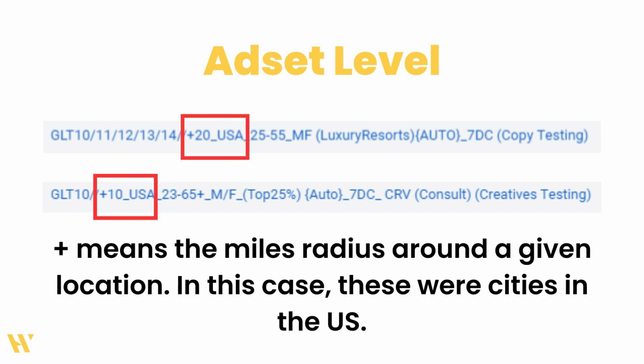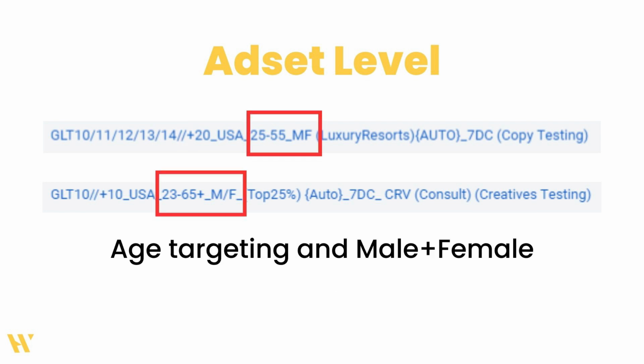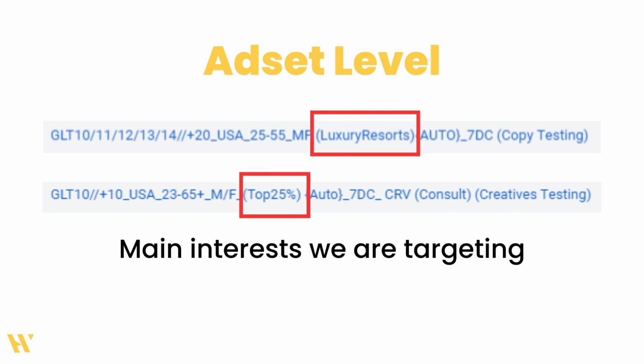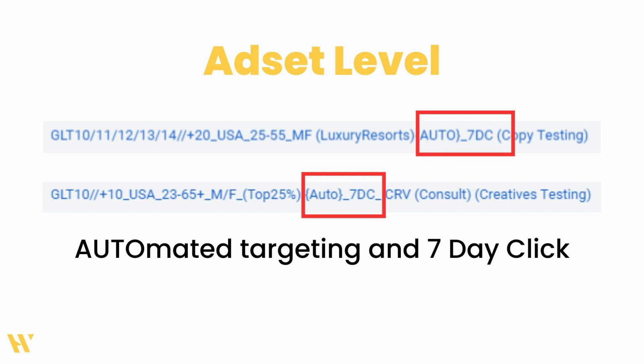These numbers mean that it's a mile radius around a given location, so maybe a 20-mile radius of Los Angeles, and the US is just a country, obviously. Next up, we have the age targeting, and you can see both campaigns target male and female. Next, we have the main interests we are targeting, so top 25% income and luxury resorts. And the next one means just automated targeting and 7-day click.